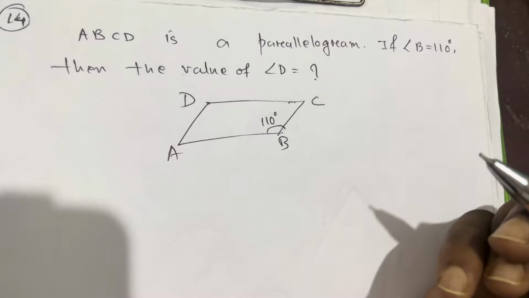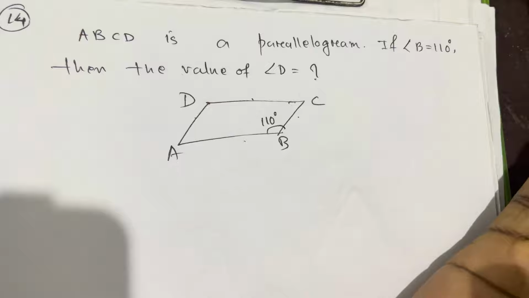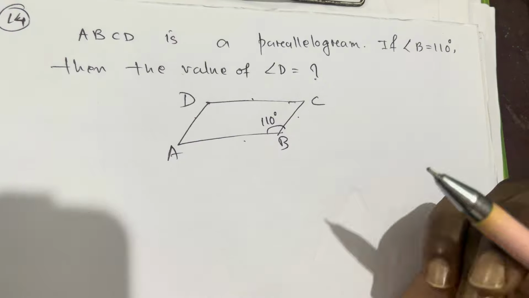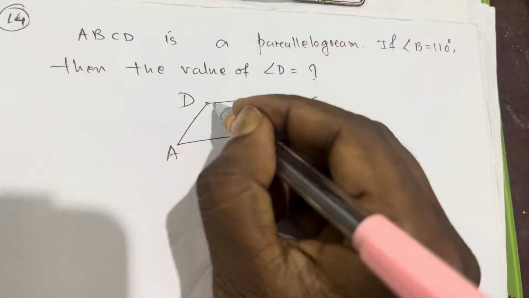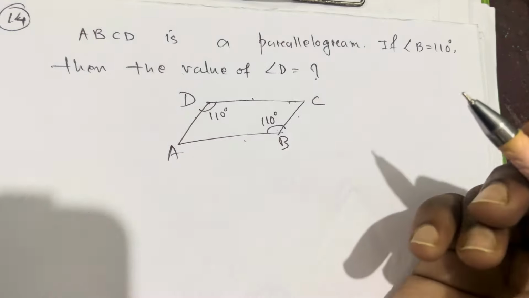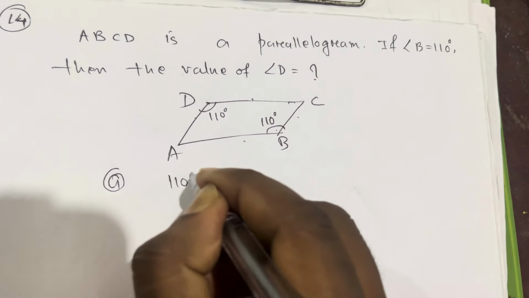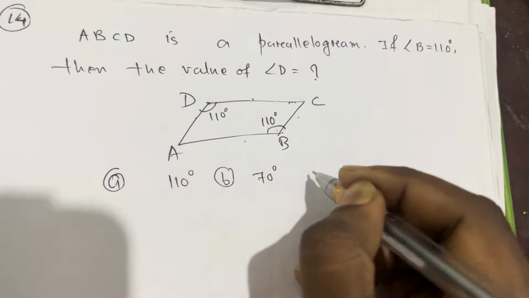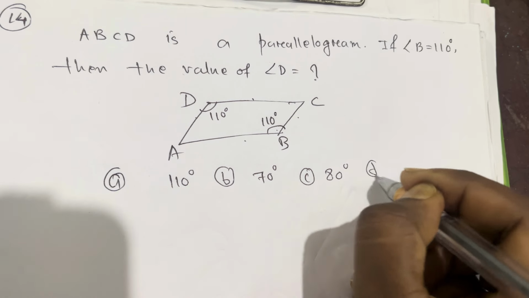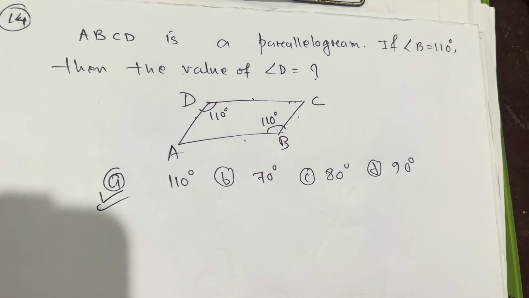Parallelogram means opposite sides are equal and parallel. These two sides are equal and these two sides are equal. And as you know, a parallelogram has opposite angles that are also the same. Means if this is 110, the value of angle D will be 110. The options are A 110, B 70, C 80, and D 90 degrees. So option A is correct, because the opposite angles of a parallelogram are always the same. Okay, very simple.